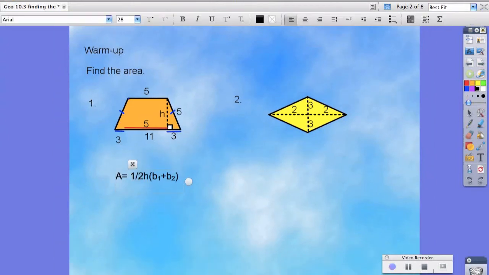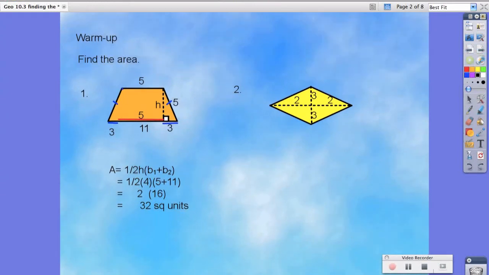So we can calculate that we have 1/2 times the height, which is 4, times the quantity of the sum of the two bases, so 5 plus 11. So this gives us 1/2 of 4 is 2 times 16. The area is 32 square units.